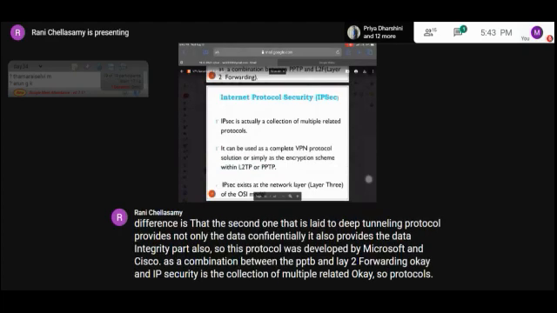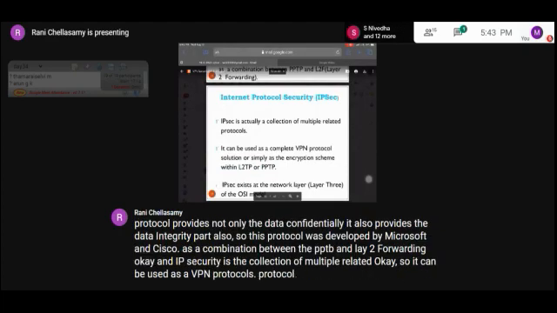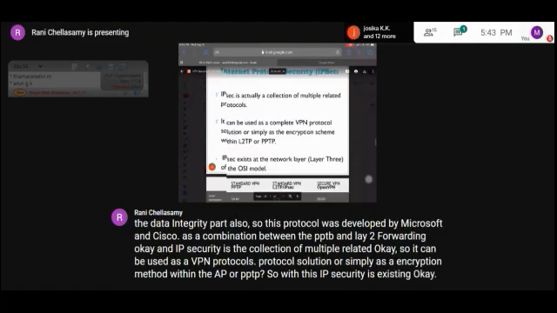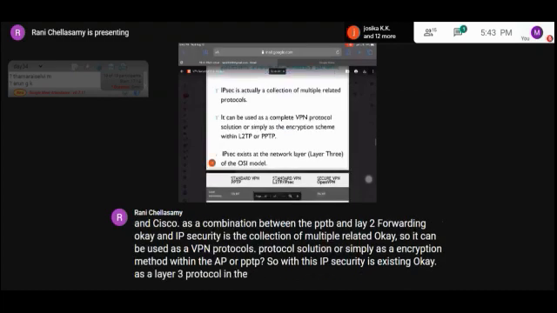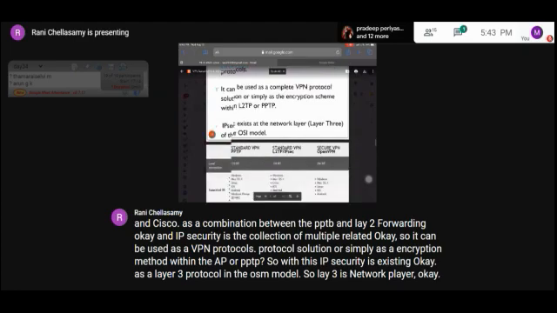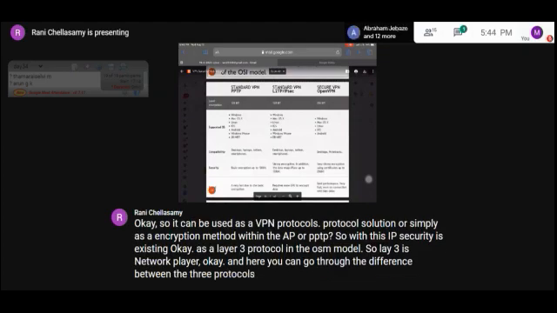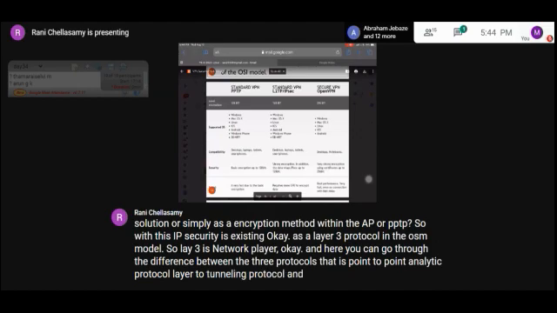Okay, and IP security is a collection of multiple related protocols. It can be used as a VPN protocol solution, or simply as the encryption method within L2TP or PPTP. This IP security exists as a layer 3 protocol in the OSI model. So layer 3 is the network layer. Okay, and here you can go through the difference between the three protocols, that is point to point tunneling protocol, layer 2 tunneling protocol, and OpenVPN.